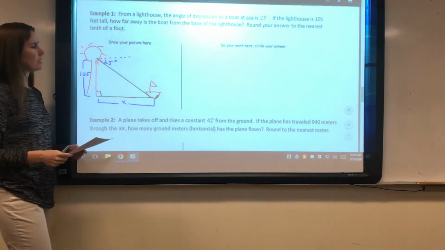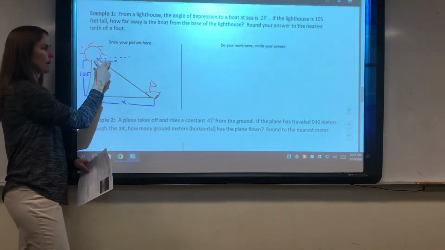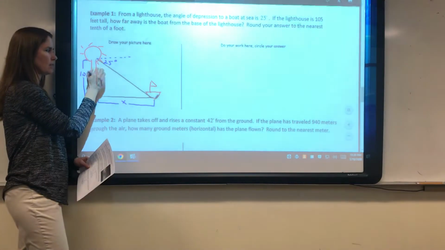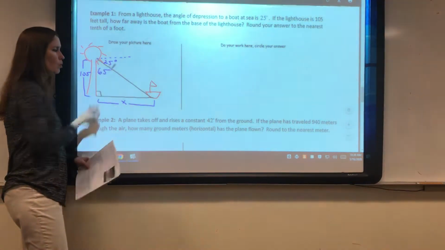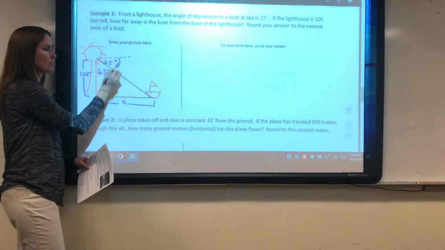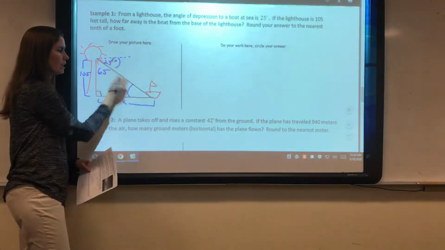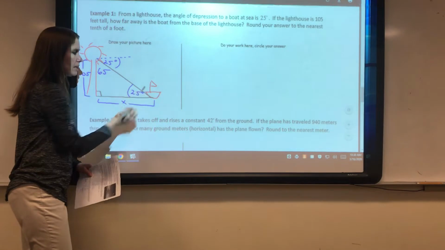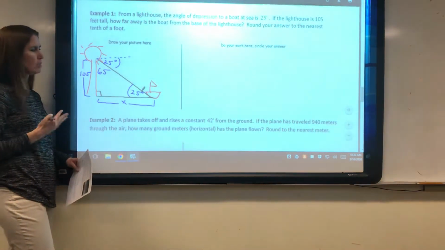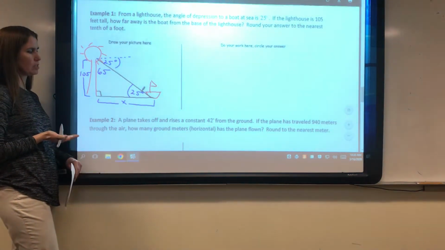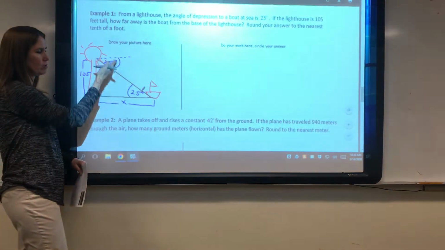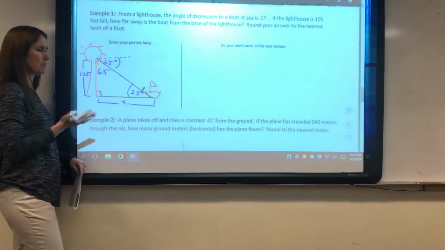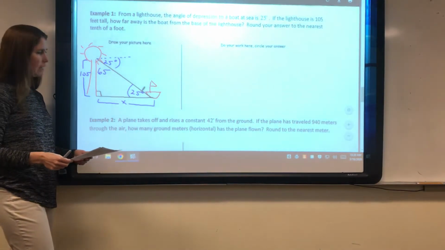You can either think of it as 90 minus 25 to get the 65, or you can think of it as these are alternate interior angles, so if that's 25, that is 25, okay? Either way, whichever makes more sense to you. I think most people prefer to do the 25, but again, either option is fine.